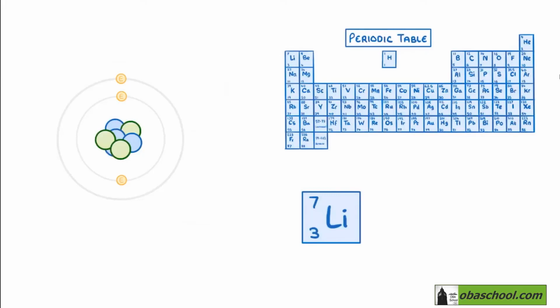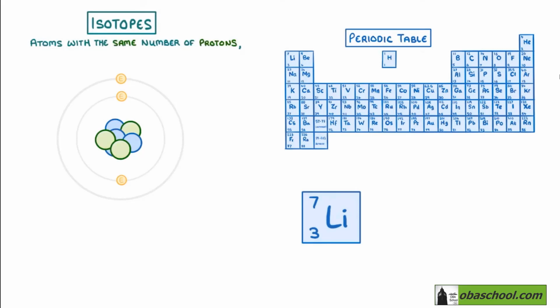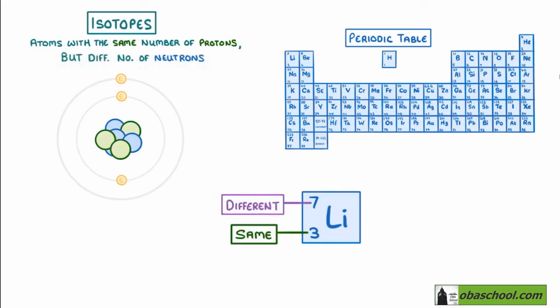In this video, we'll learn about isotopes. The isotope of an element has the same number of protons, so the same atomic number, Z, but different number of neutrons, so different mass number, A.